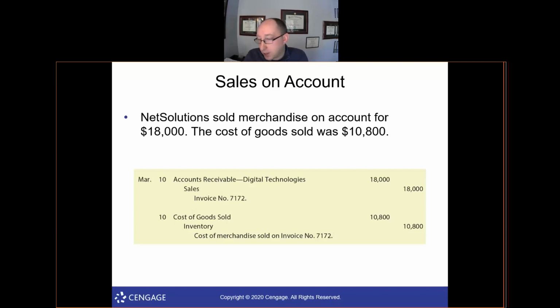Now, of course, when I sell inventory, there's a second transaction I need to make, right? I debit cost of goods sold for the amount that the inventory cost the company, and I credit inventory. Make sense? It's always going to be these two transactions every time that you sell inventory.